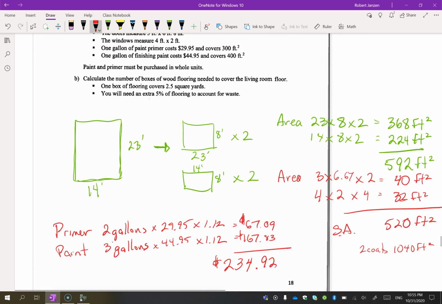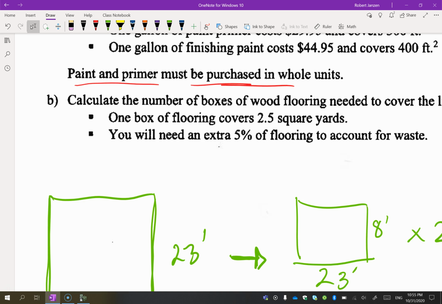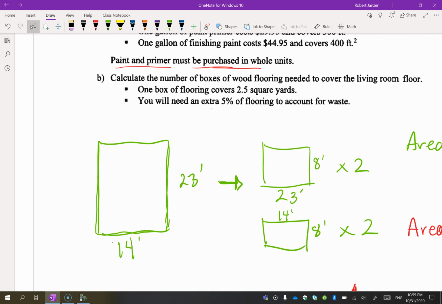Okay, just a quick comment here. Notice the paint and primer must be purchased in whole units. That's why we had to round up. Okay, then B, calculate the number of boxes of wood flooring needed to cover the living room floor. Okay, so this was A.